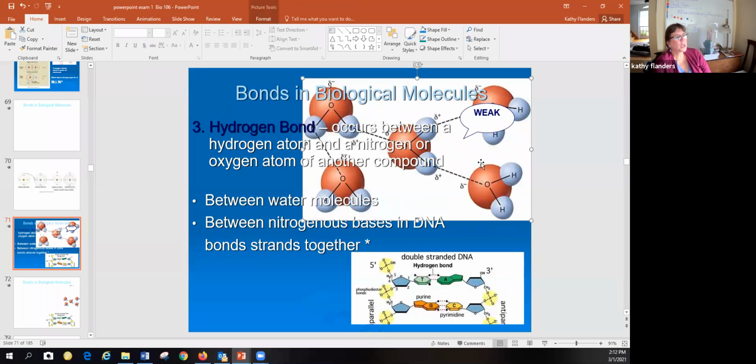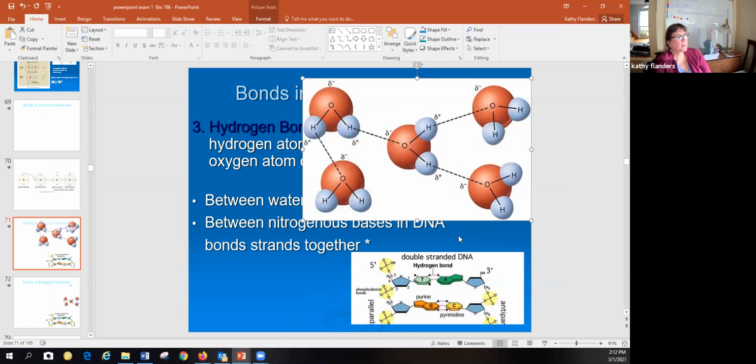Okay, so this is water. Here's oxygen and here's hydrogen. And because hydrogen and oxygen have a covalent bond, meaning they're sharing electrons, the oxygen actually pulls harder. Okay, that's called electronegativity. So it pulls harder on the electrons. That means the electrons spend most of their time right around the oxygen atom instead of around the hydrogen atom.